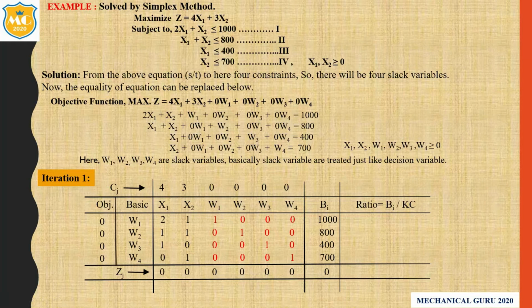Now next we have to find the delta j value, that is Cj minus Zj. Here this is the Cj value and here we find the Zj value. Simple: 4 minus 0 is 4, 3 minus 0 is 3, 0 minus 0 is 0, similarly 0, 0, 0. Now in delta j we have to find the most positive number. Here the most positive number is 4. So this is the key column for equation 1.